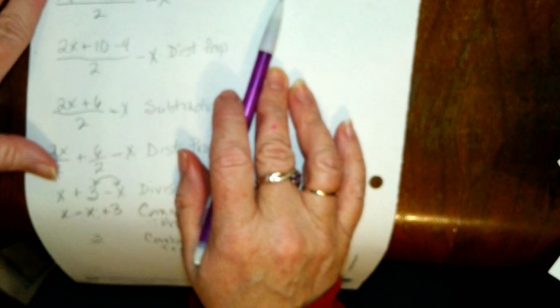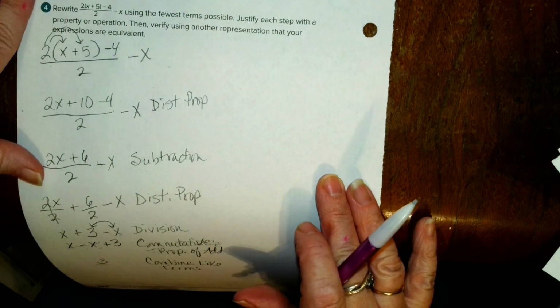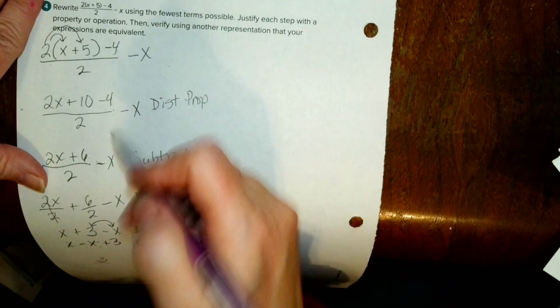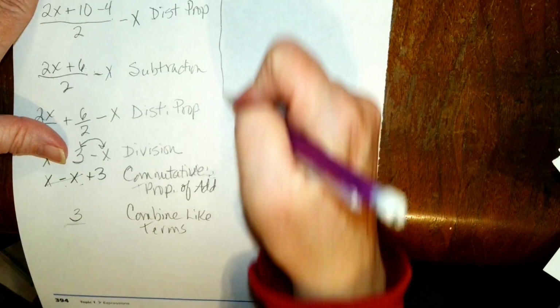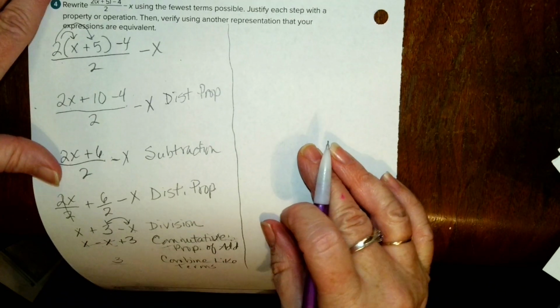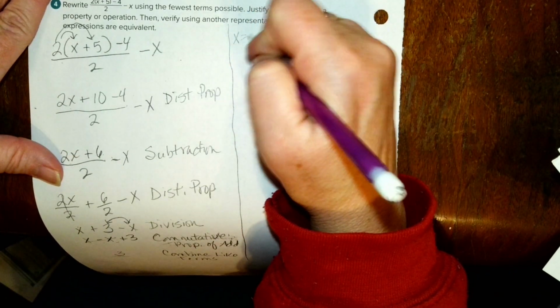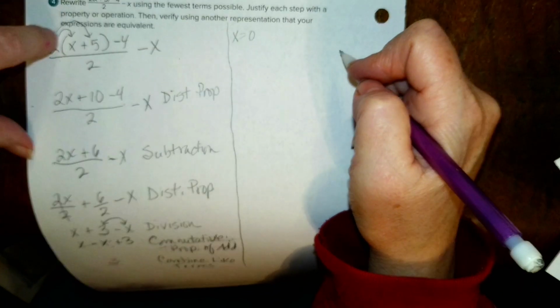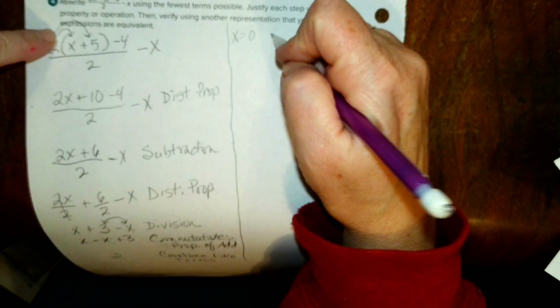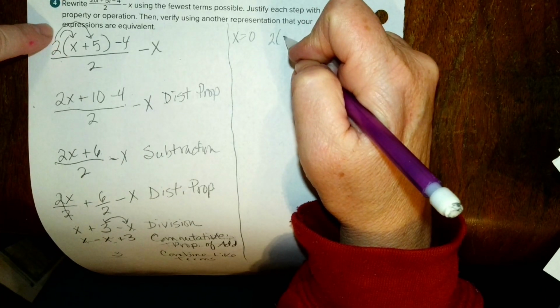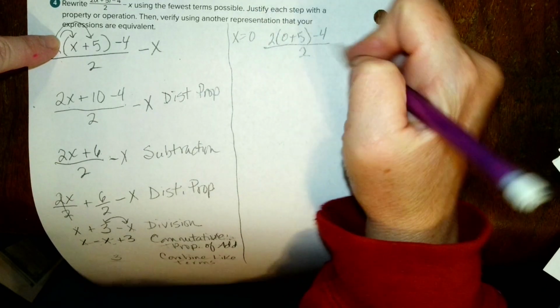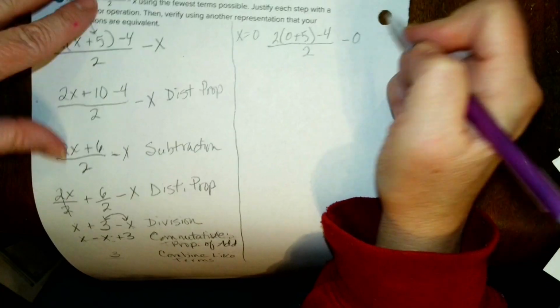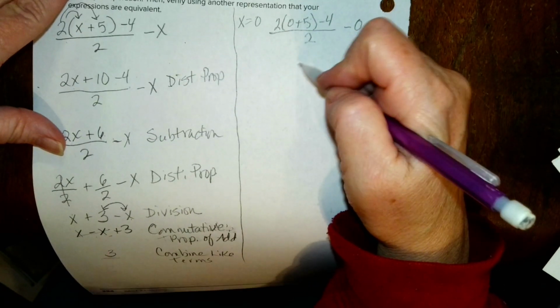It says to check using another representation. So let's pick a few values of x to put into this original expression and see if we end up with 3. Okay, so let's say if x equals 0. I'm just going to rewrite this, substituting 0 in every time I see x. So 2 times 0 plus 5 minus 4 divided by 2 minus 0. So 0 plus 5 is first in parentheses, which gives us 5.